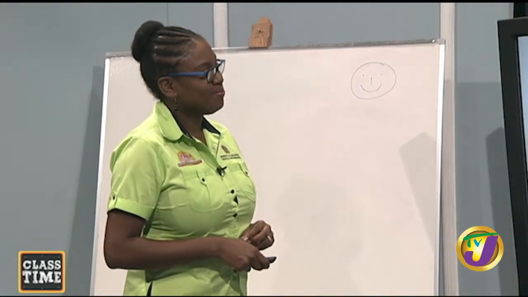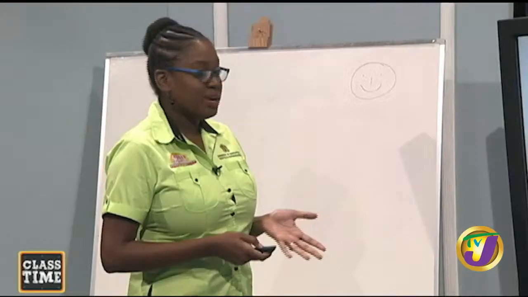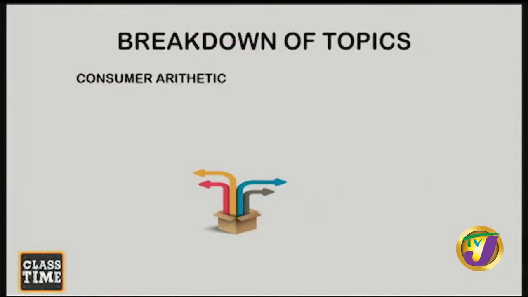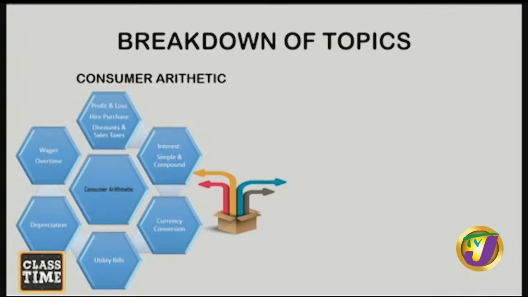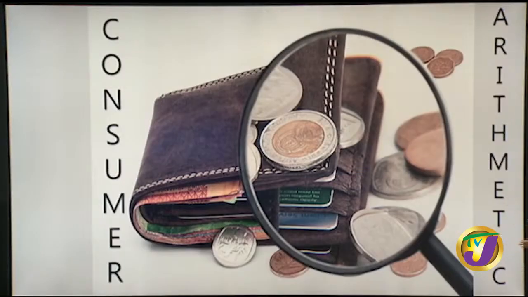All right, so this is the breakdown of the topics that we hope to cover during this session. So for consumer arithmetic, we have quite a number of things. So we are thinking of profit and loss, hire purchase, discount and sales tax, interest, simple and compound, currency conversion, utility bills, depreciation, wages, overtime, and just to name a few. Now, under sets, we're hoping to look at intersection, union, subset, Venn diagram, complement of a set, set notation, cardinality of sets as well. So let's get into it. Okay. Starting with consumer arithmetic.